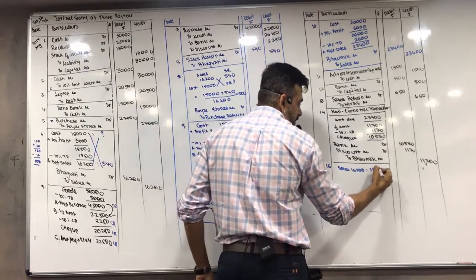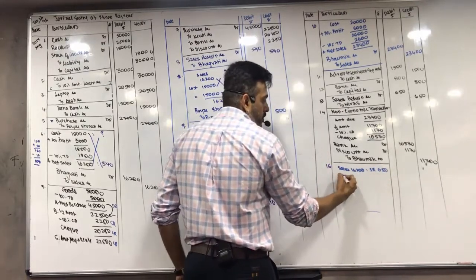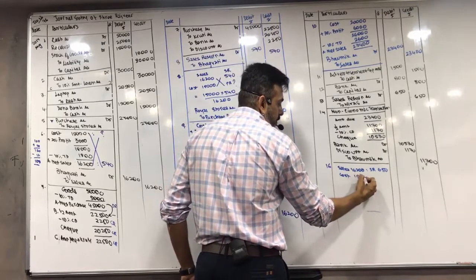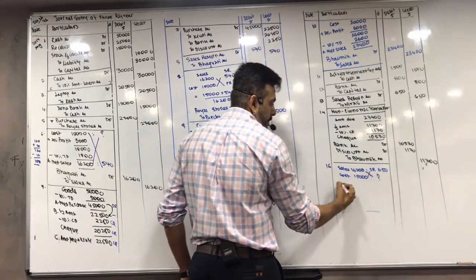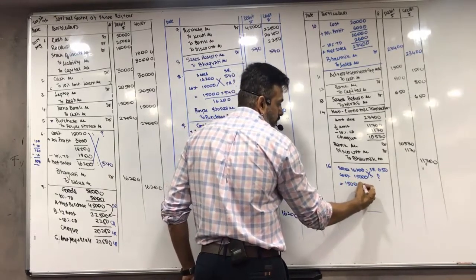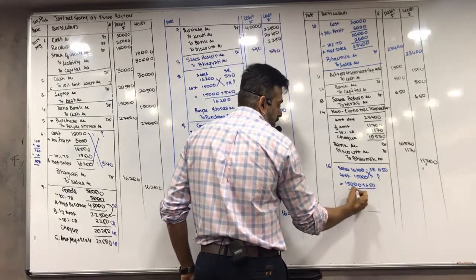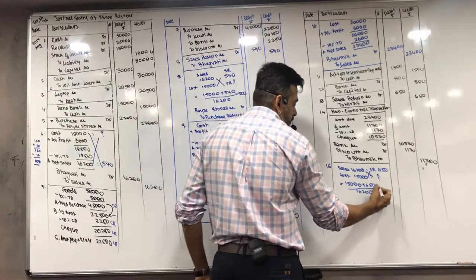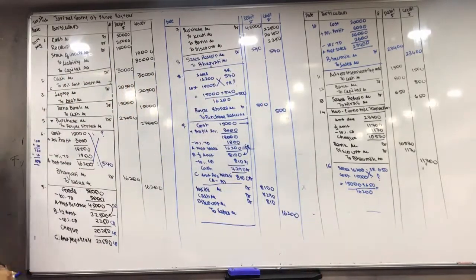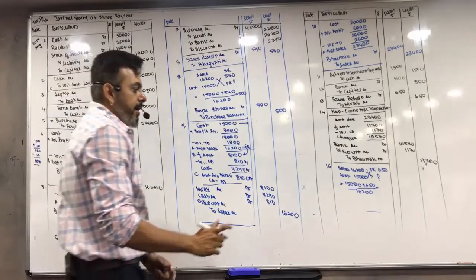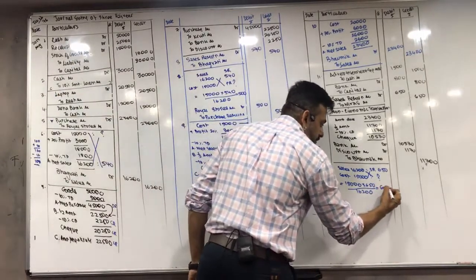Sales 16,200, sales return 650, cost is 15,000, purchase return how much? Cross multiply: 15,000 into 650 divided by 16,200. You are getting 601.85, which is equal to 602.